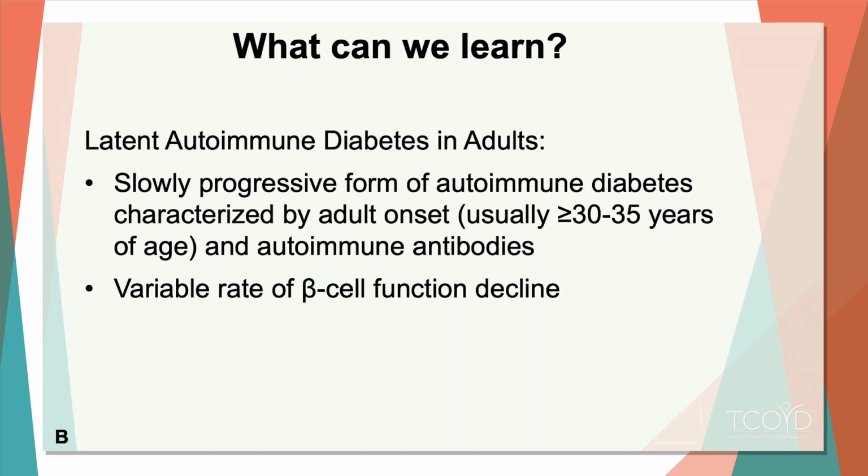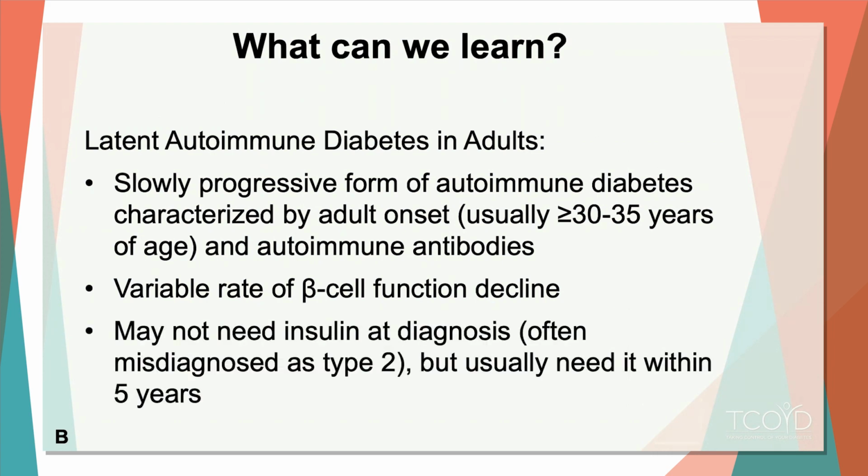Also variable rate of decline. These folks may not need insulin at diagnosis, and they're often misdiagnosed as type 2 diabetes. Not necessarily, but it's a common story, unfortunately. But eventually they need insulin, usually within 5 years or so.